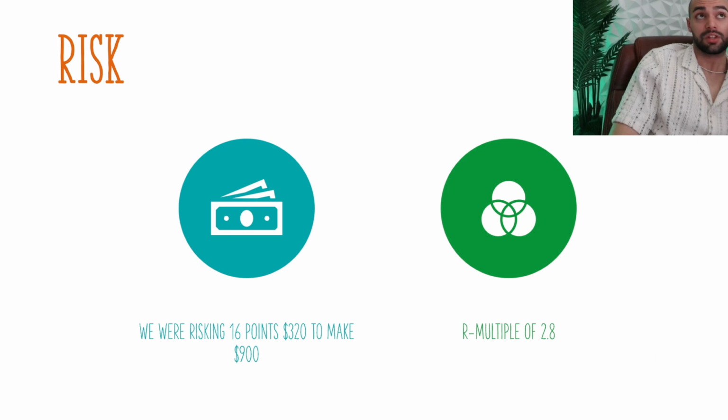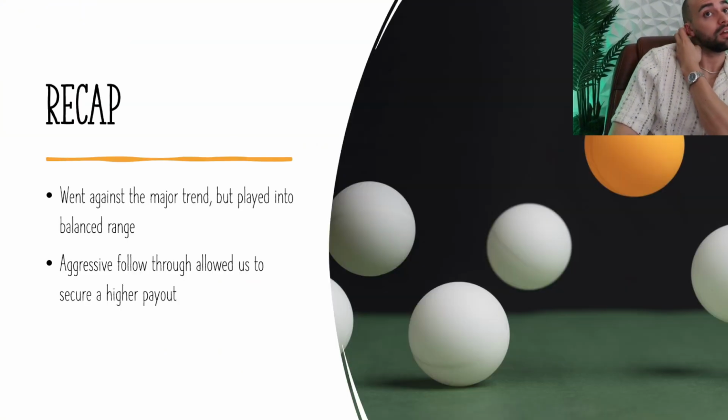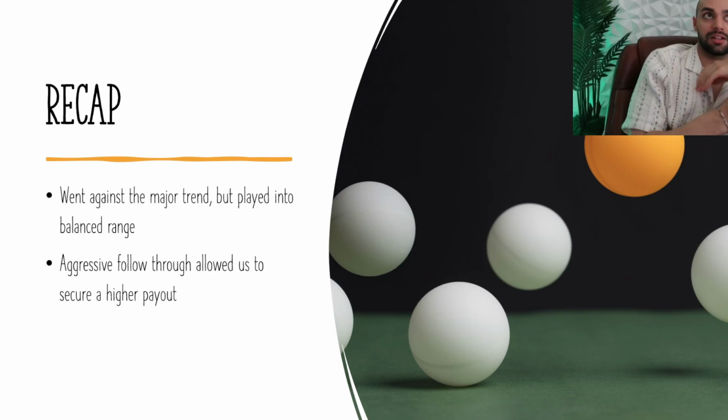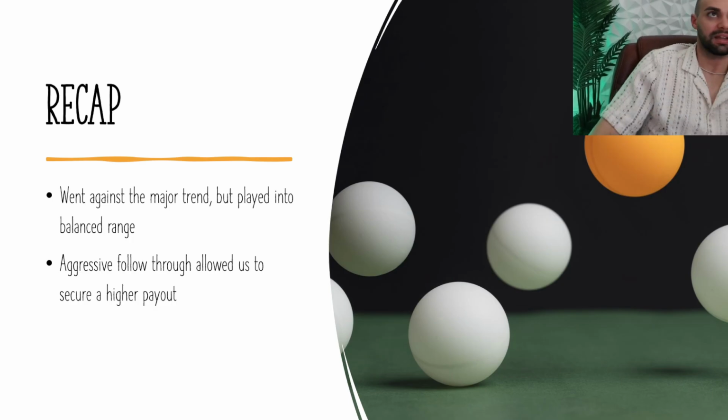For this trade, we risked about 16 points, which is $320, to make $900, a multiple of 2.8. So it was a good trade. We did go against the major trend, but on the shorter time frame, we were in a balanced range. And aggressive follow through allowed us to secure a higher payout, allowed us to hold longer and actually make a decent payout.